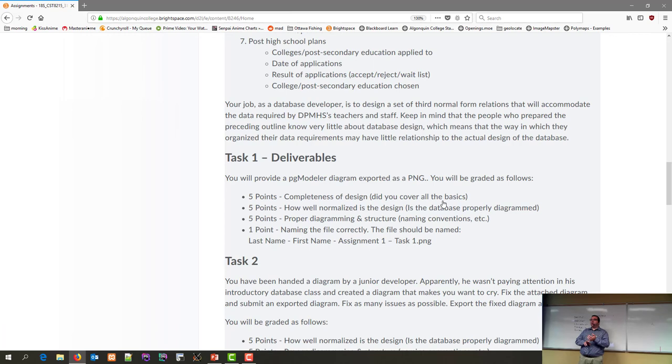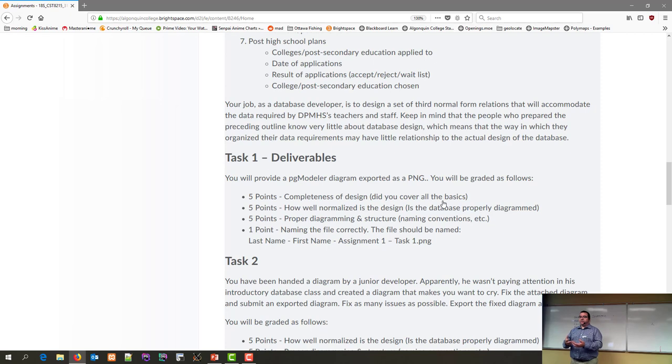Completeness of design. Did you cover all the basics? Everything that was listed in there, can I find it somewhere in your diagram? You're not losing any data. Don't forget, sometimes you have to actually add some extra stuff that they didn't think of. How well normalized is the design? As in, did you just create an address and just have a field for province, as opposed to actually having that structure I showed you guys?